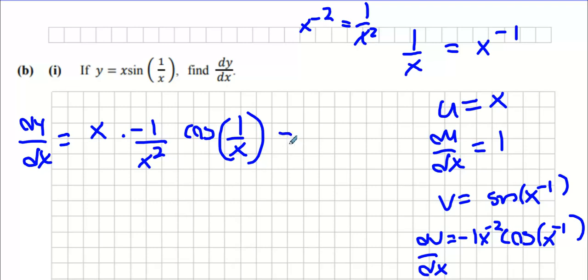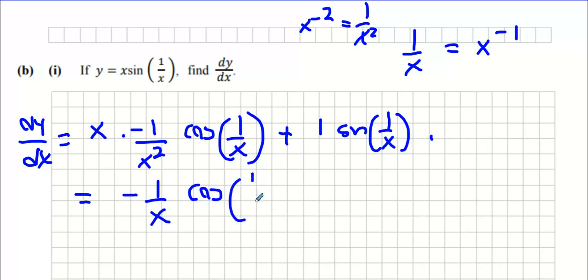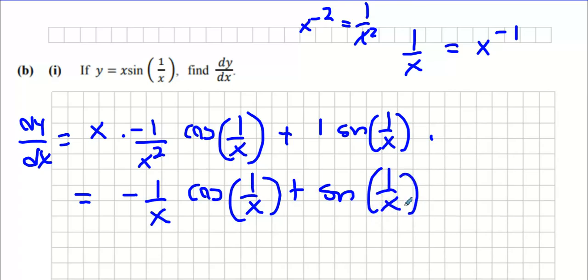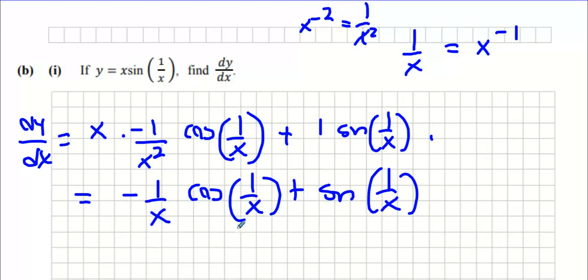Now we're going to do v. What's v? Sine 1 over x, isn't it? And times the u dx, which is 1. Okay, and now we're just going to tidy this up, aren't we? And what happens when we tidy up? What's x divided by x squared? Minus 1 over x cos 1 over x plus sine 1 over x. So we got that part there. That's our answer. And we have the same answer as they have.